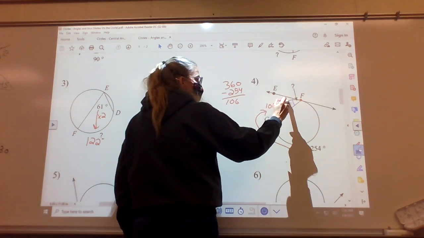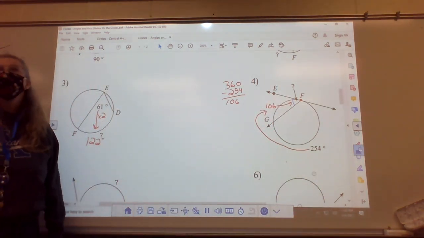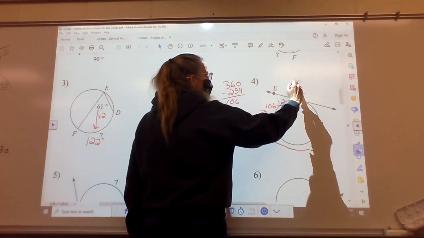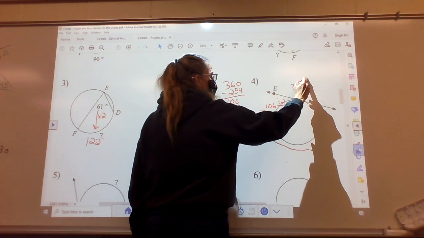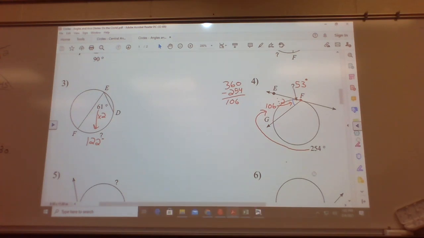Now I can shoot back into the angle. How do I go from arc to angle? Divide by 2. So I'm going to cut it in half. I get 53. So it took a little bit more work. Plus it just kind of looked different than the rest. But I'm still using the same formula because the vertex is on the circle. That's what you look for, is where that vertex is. It tells you what formula to use.